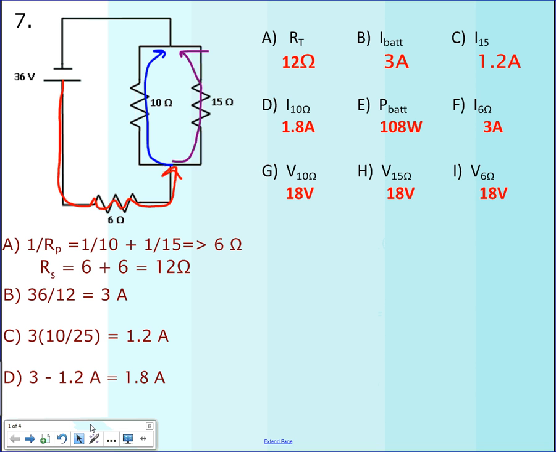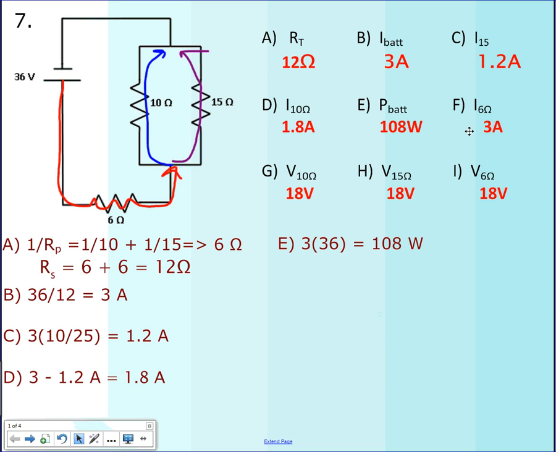So moving on to part E, the power of the battery. I think with power of the battery, the easiest thing to do is the current coming out of the battery times the voltage of the battery. Let's see if I can find that answer somewhere in there. There we go. So the current coming out of the battery is your answer to part B, 3 amps. The voltage of the battery, of course, is listed as 36. So that 108 watts is how much power is delivered to the circuit from the battery.